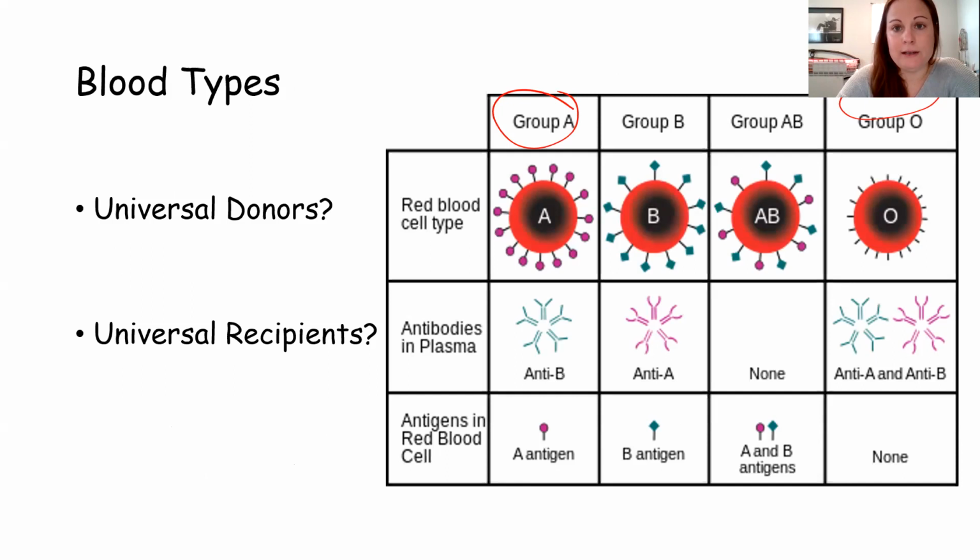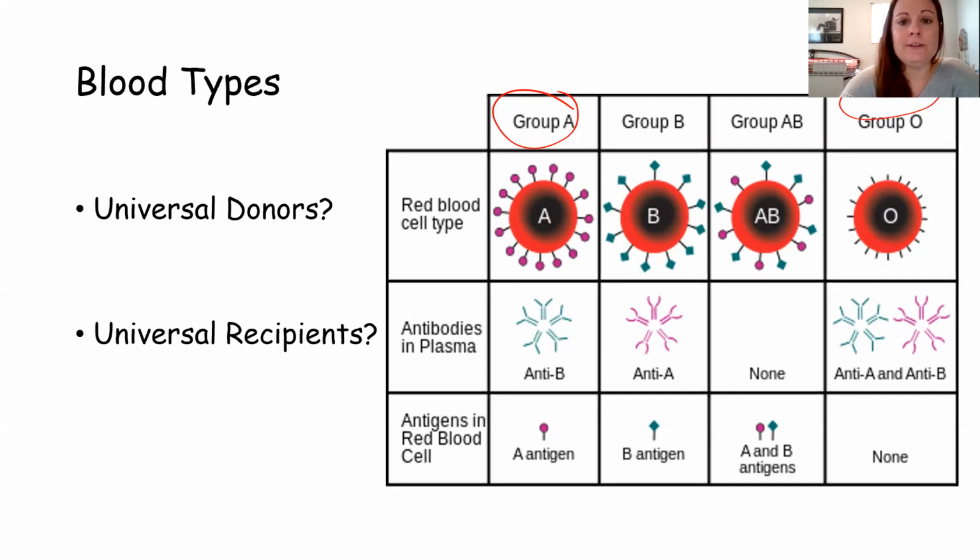You inherit blood type from mom and dad, and you get two alleles for type A, B, AB, or O blood. Now, O is the recessive, and there's a lot of genetics involved in how you get your certain blood type. But what I want to focus on in this topic is the antigen-antibody response.